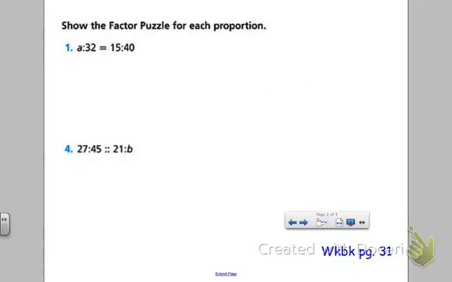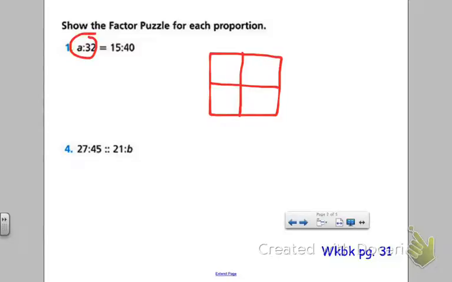First, let's solve each of these numerical proportions. There's no word problem involved, but you can see that we have proportions because we have equivalent ratios. The first is the ratio A to 32. So I could write that in the very first row of my factor puzzle. A to 32 is my first ratio, and that is equivalent to 15 to 40. So I can write 15 to 40 in the second row.